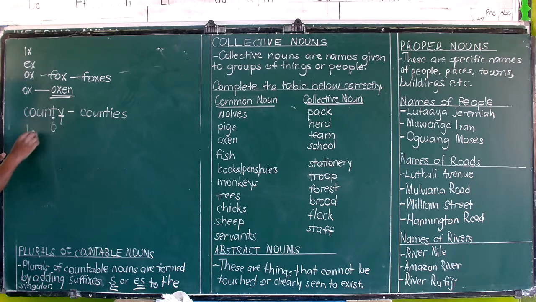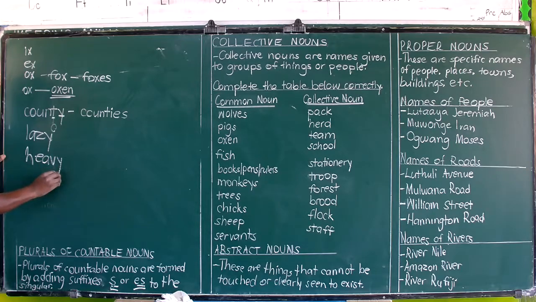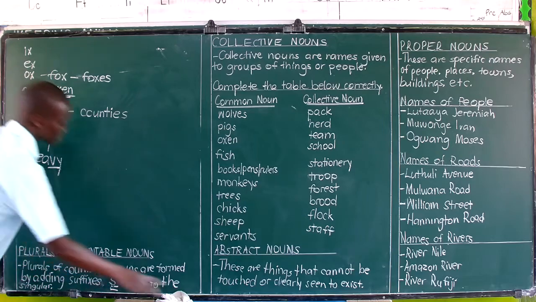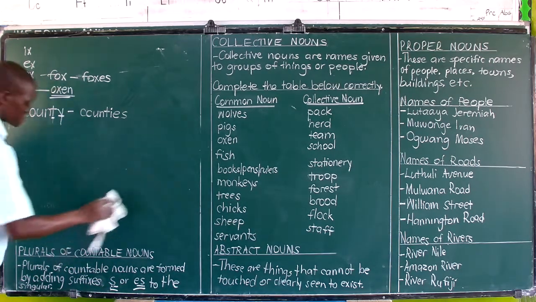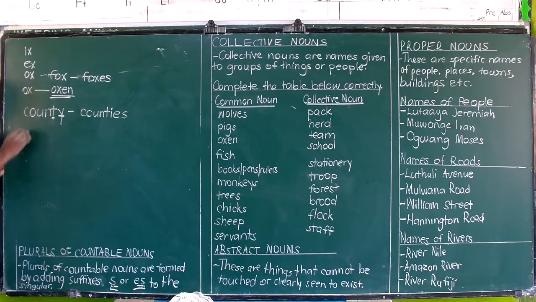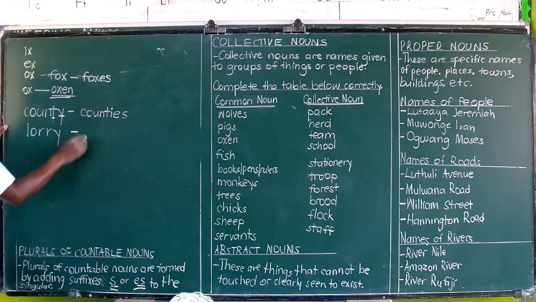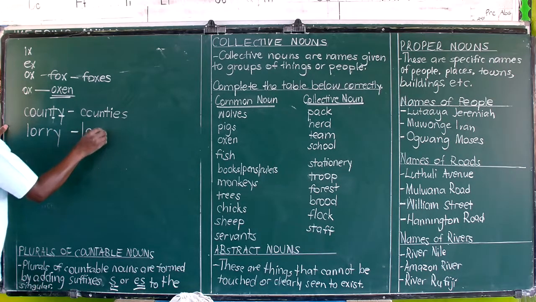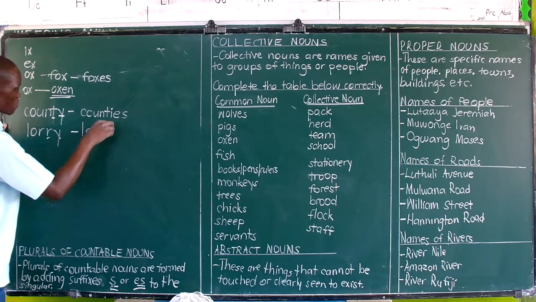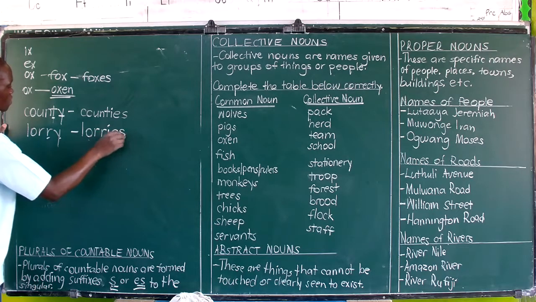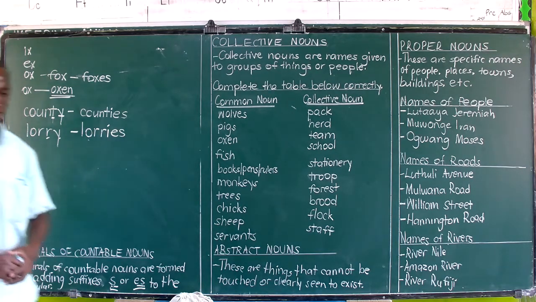Someone tells you, teacher lazy, teacher heavy. Then you wonder, is this a noun? This is an adjective, this is another adjective. Therefore, remember, nouns are names of things. Okay, which other noun can we talk about ending in Y? L-O-R-R-Y. That's lorry. Instead of the last Y, because it comes after a consonant, what happens? Replace it with I before you add your ES. Simple as that.